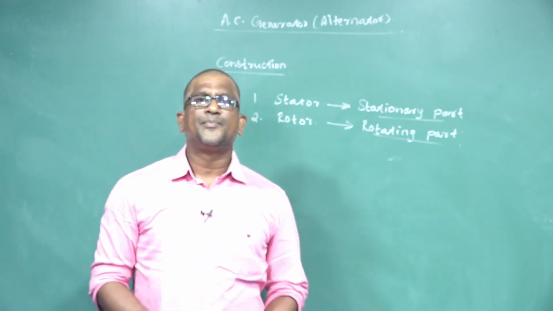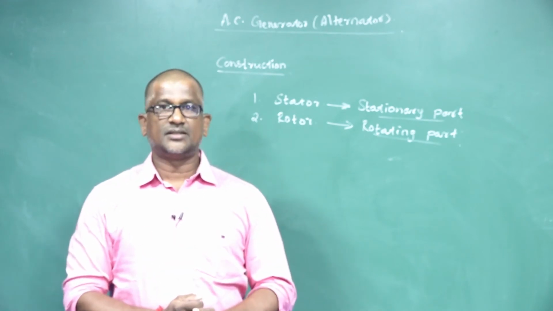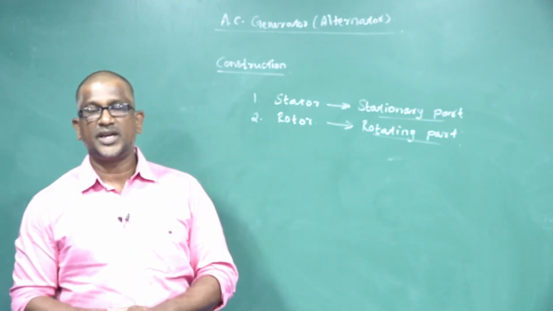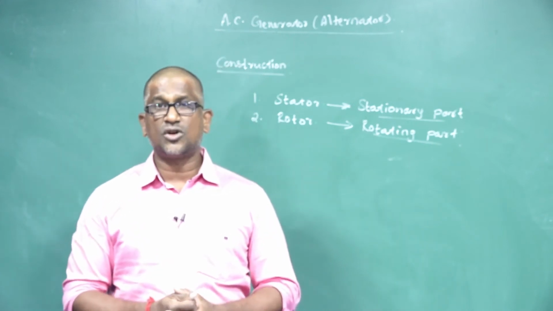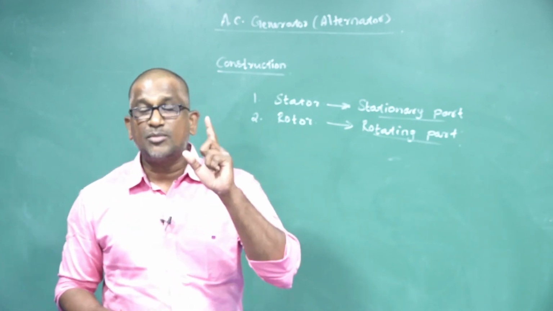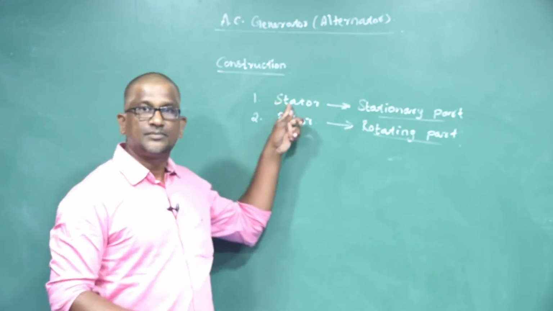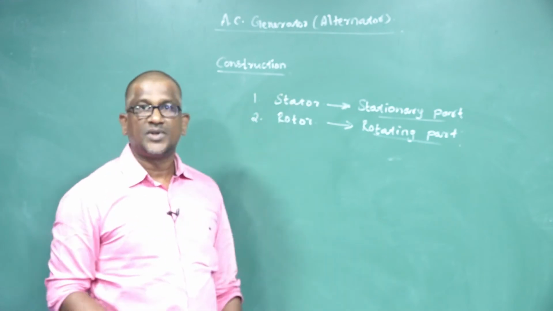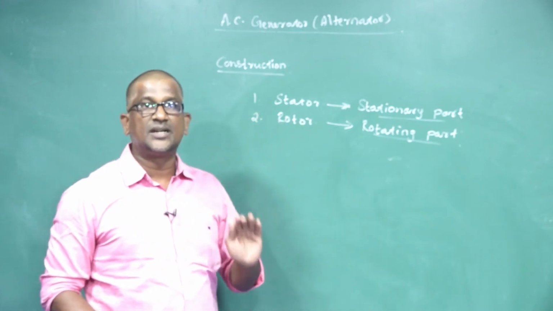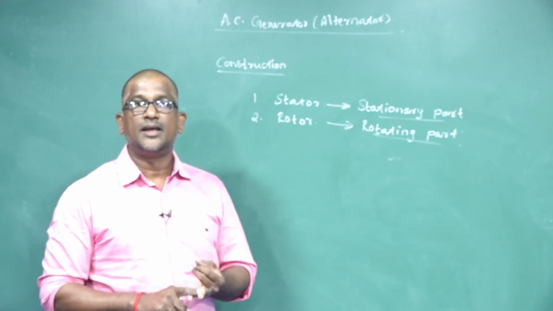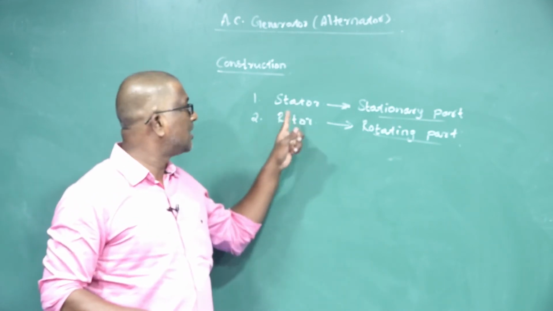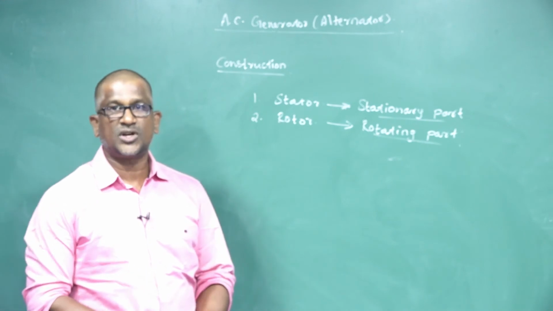Invariably, all commercial types of generators consist of armature windings and a field magnet. The armature windings are always wound on the stator, whereas the field magnet is always on the rotor. So the stator and rotor are the major parts of a generator.